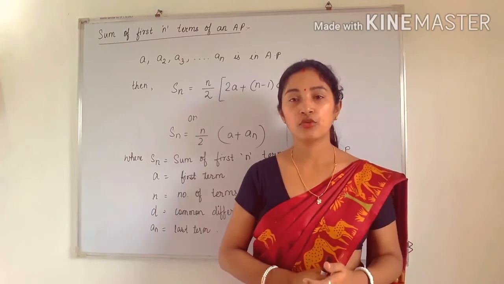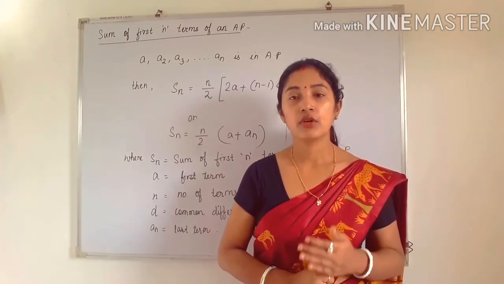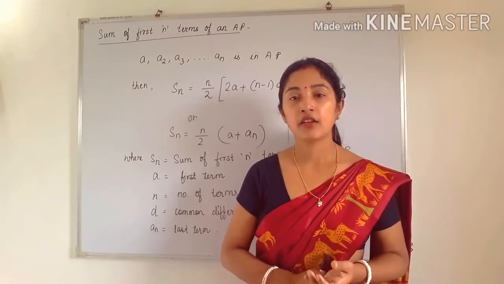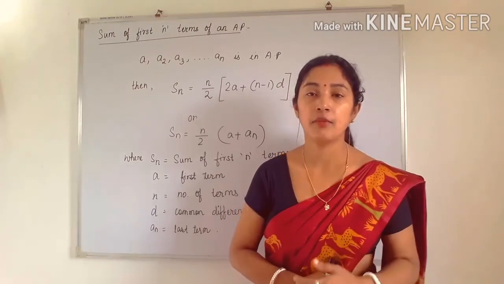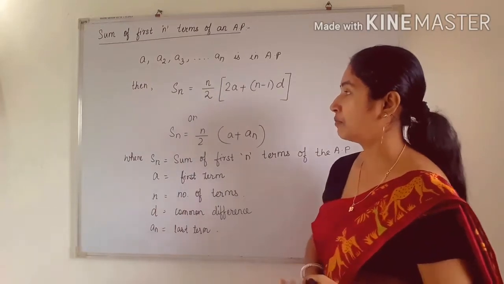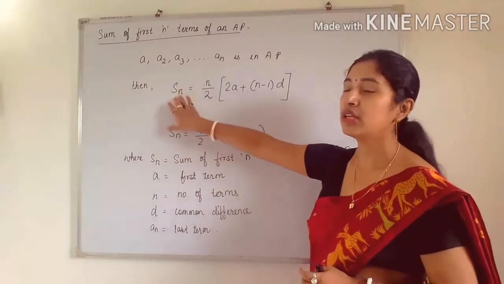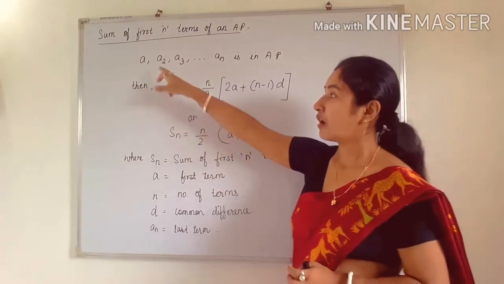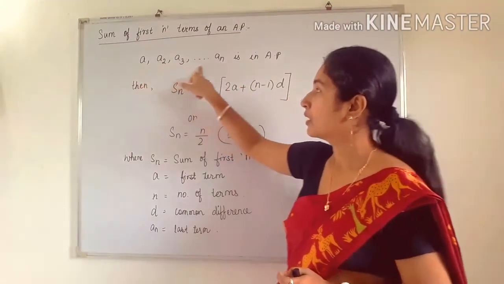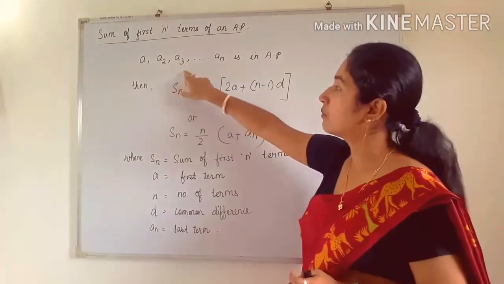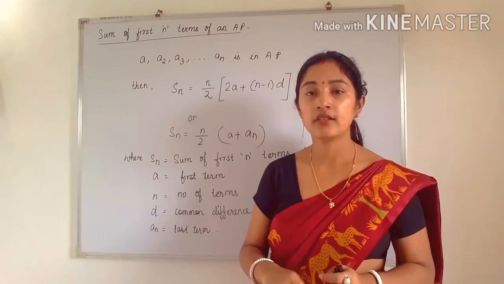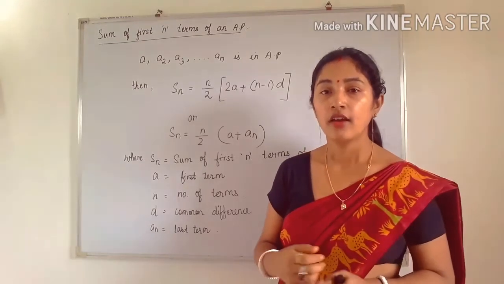First of all, we have to see that the given sequence should be in AP. If the given sequence is in AP, then we can easily apply the formula of sum and we can find the sum. Okay, so see here, suppose a, a2, a3 up to an is in AP, then the formula of Sn, means sum to n terms, that means starting from the first term up to the last term, we will do the sum. That means a plus a2 plus a3 plus up to an. But direct addition of the terms is not possible.